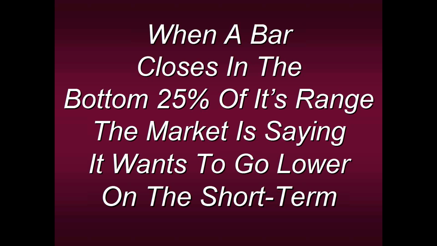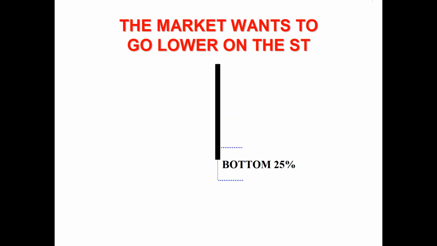That's it. Now, conversely, when a bar closes in the bottom quarter of its range, it's telling you, once again, not some guy on TV, not some convoluted indicator, but the market is telling you it wants to go lower on the short term. All right, so you have a generic bar like this, makes no difference what market, makes no difference what time frame, absolutely makes no difference. But if you divide by 4 separate but equal parts, if you close in that bottom quarter, the market is saying it wants to go lower on the short term.